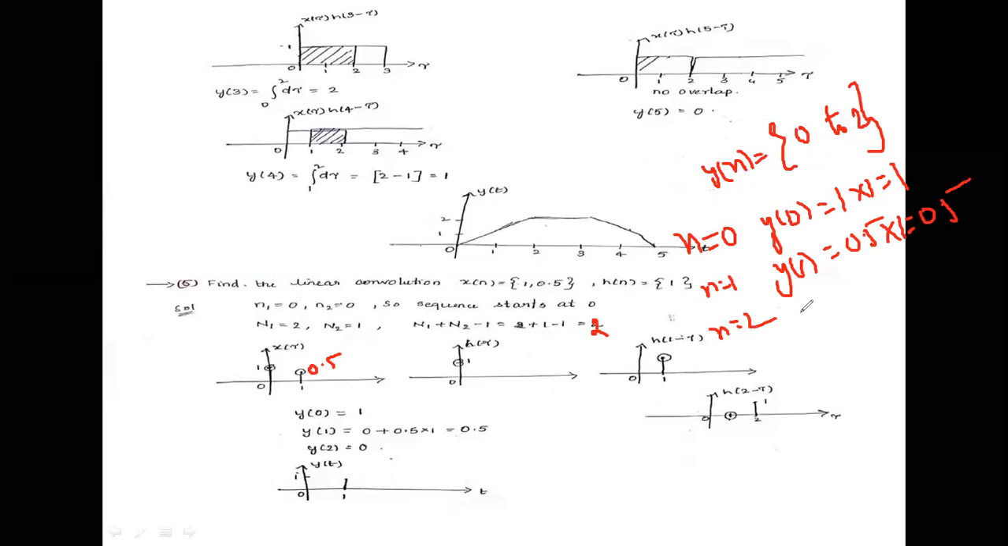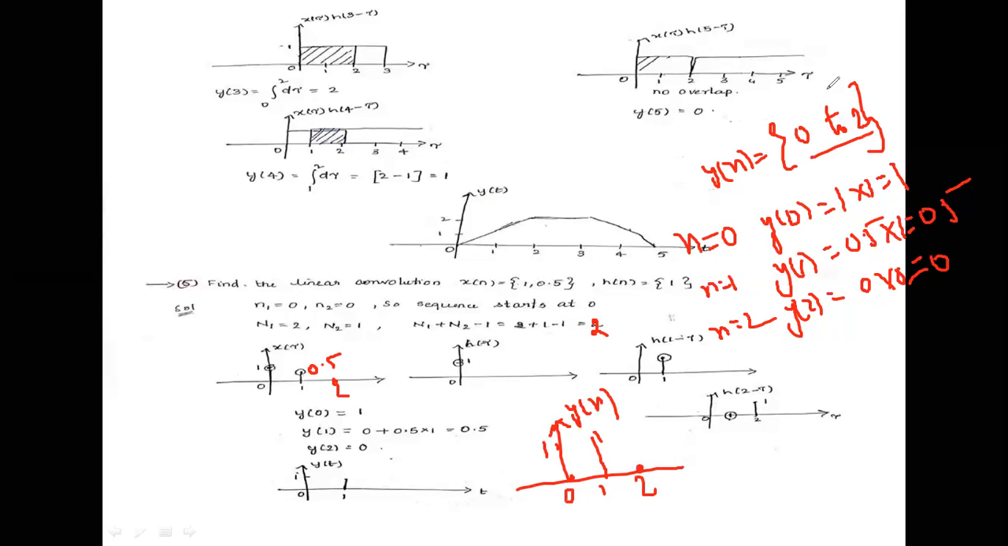And n is equal to 2. Y of 2 is equal to, now it is shifted. There is no sample here, so 0 into 0 is 0 only. Then after that you can draw the graphical representation. Y of 0 is 1. Y of 1 is equal to 1. Y of n is equal to 1.